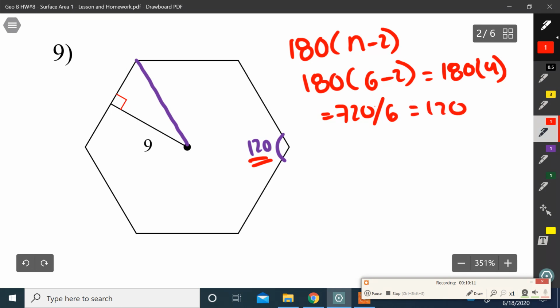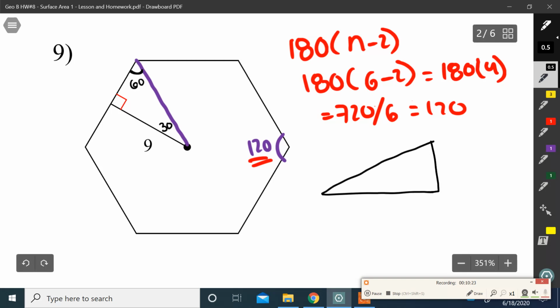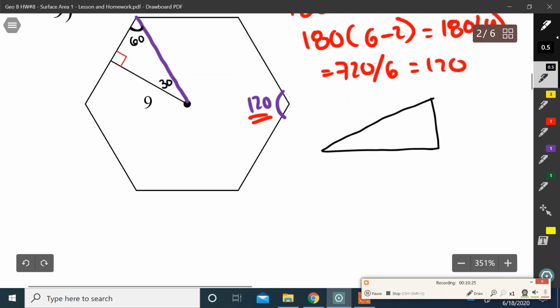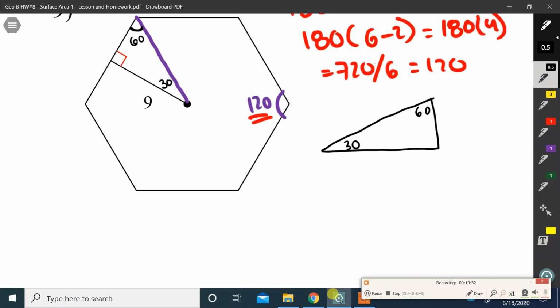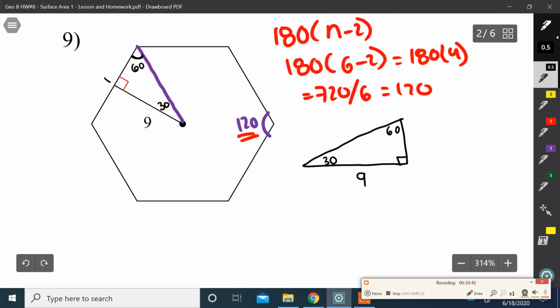Okay? So if this is 120, then this right here should be 60. That means that this better be 30. Okay, so I'm gonna draw my triangle here. This is 30. This is 60. The bottom is already given to you. Is this right here. Now we do need to figure out what this is. That's why we're doing this.